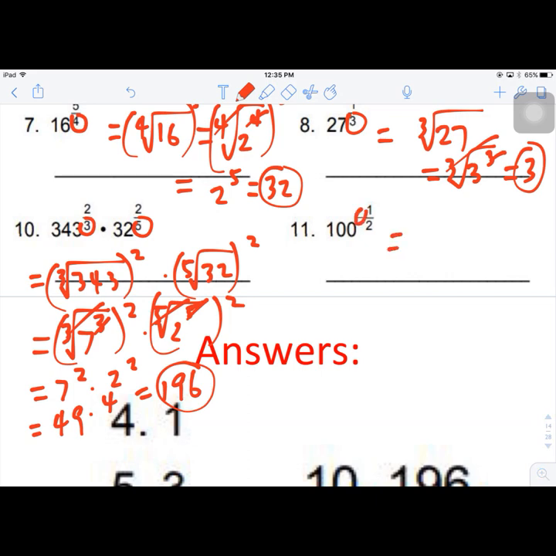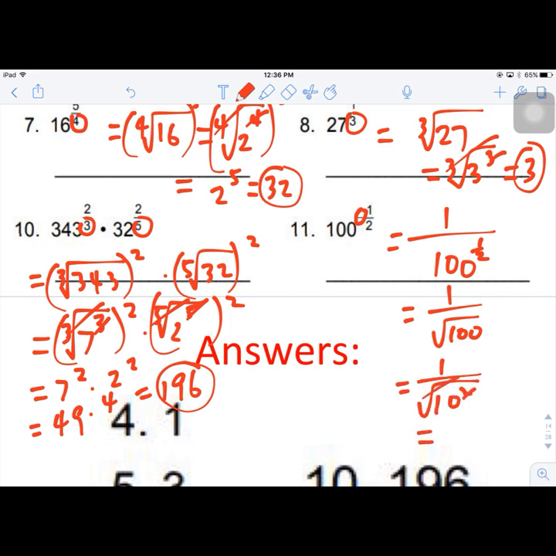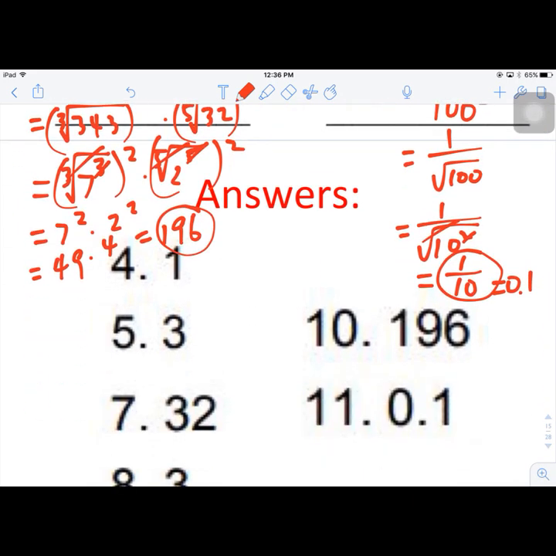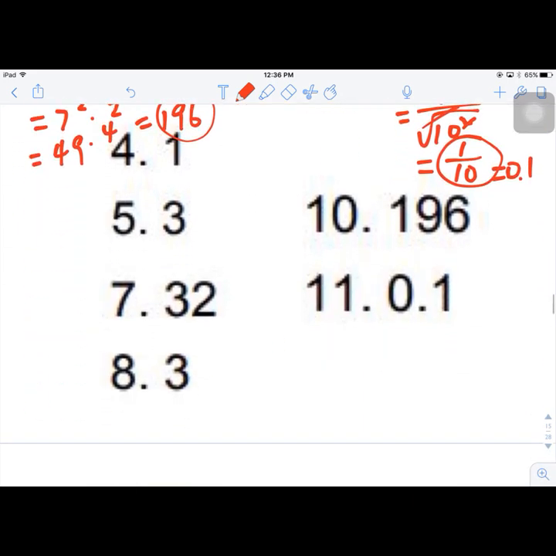And notice the last problem has a negative power. So we have to rewrite it as 1 over positive 100 to the one-half power. And that's just going to be the square root of 100. Or we can rewrite it as 10 squared. The square root cancels out the root, and we got 1 over 10 as the final answer. Or you can divide that into 0.1. So that's the final problem for Triad today. And here are the answers for review.